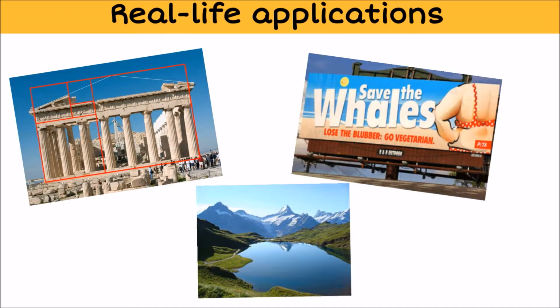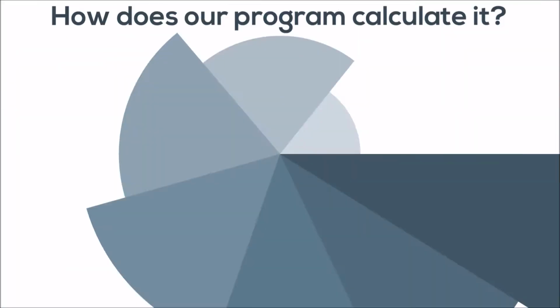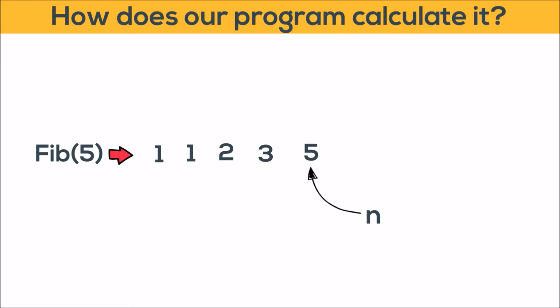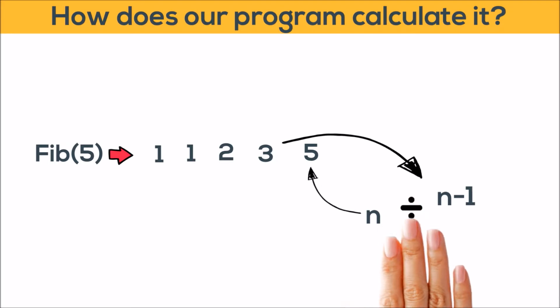Well, let's see what the Fibonacci sequence can do. So our program uses the Fibonacci sequence to calculate the golden ratio. It gets the last number in the sequence, called n in this case, and it divides it by the previous number in the sequence.